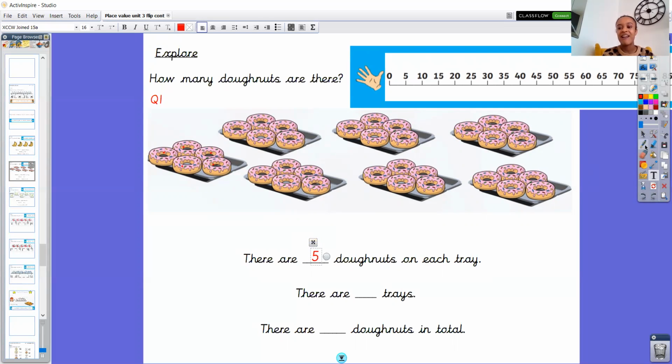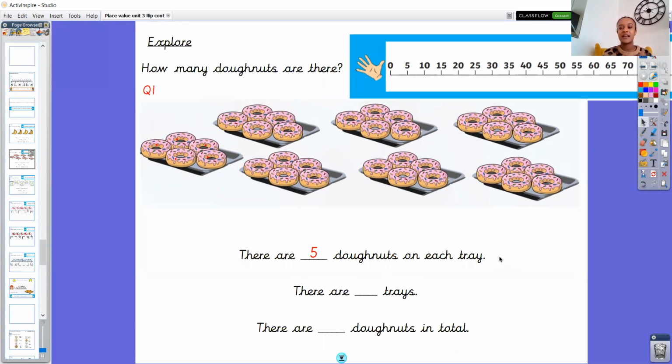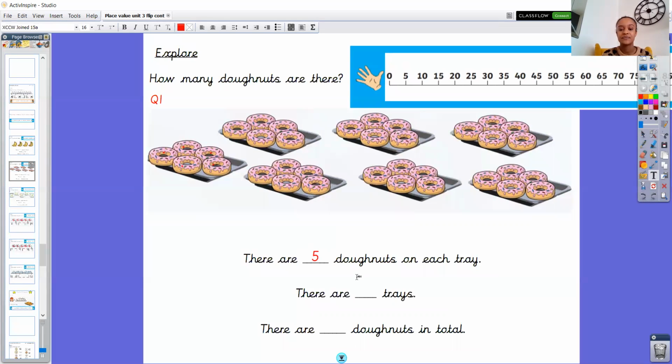Okay, now the next one is there are trays. So we've got to count how many trays there are all together, not how many donuts yet, how many trays. So let's count those. 1, 2, 3, 4, 5, 6, 7. So there are 7 trays.